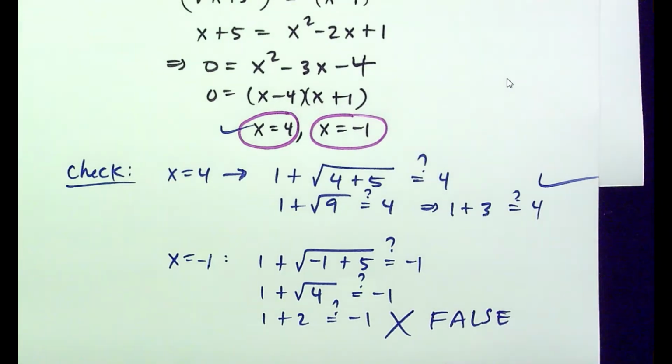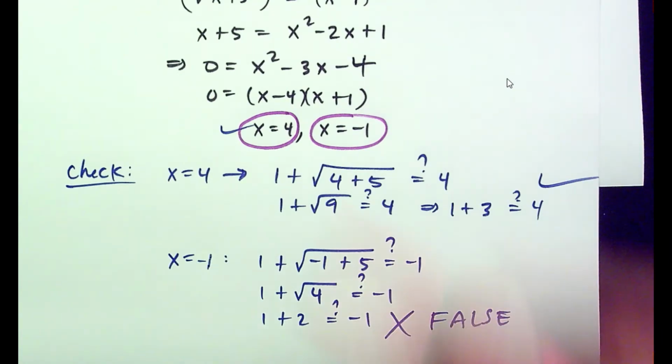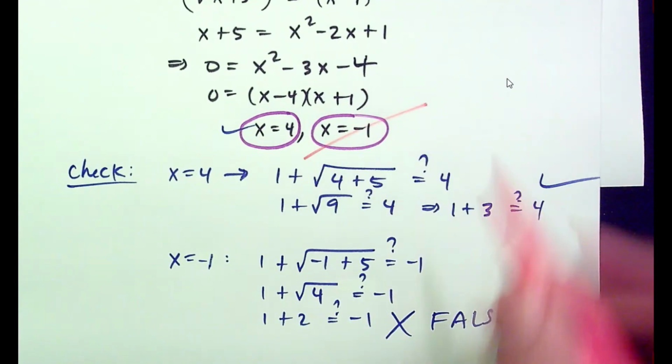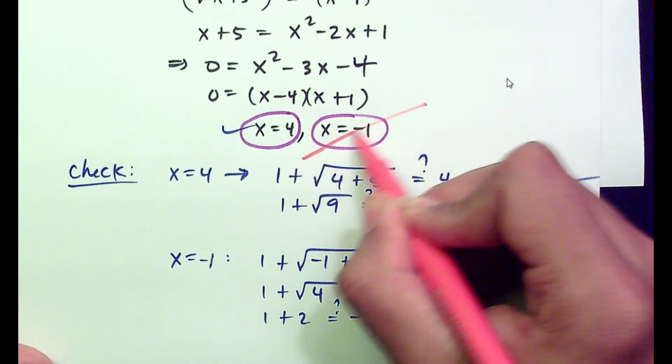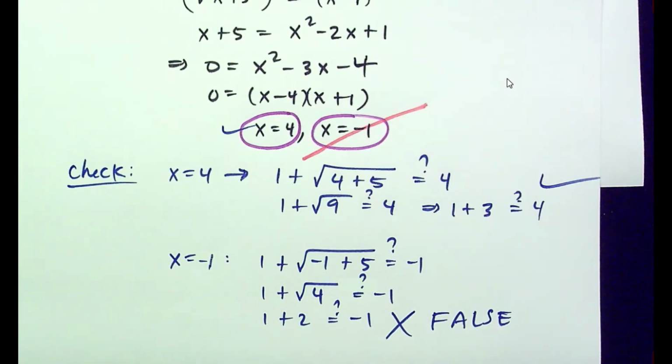That is not true at all. So what that means is that x equals negative 1 is not a solution and needs to be discarded. That's not a solution. It needs to be discarded. So our answer is x equals 4.